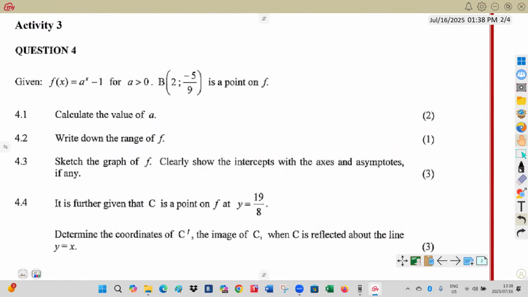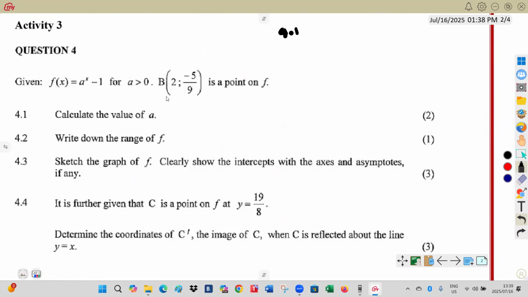Then the first part, you are given fx is equal to a to the power x minus 1 for a is greater than 0. B is a point on f. Then the first part wants you to calculate the value of a. So to calculate the value of a, that is question 4.1.